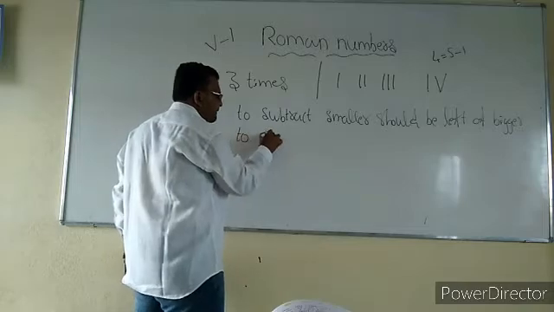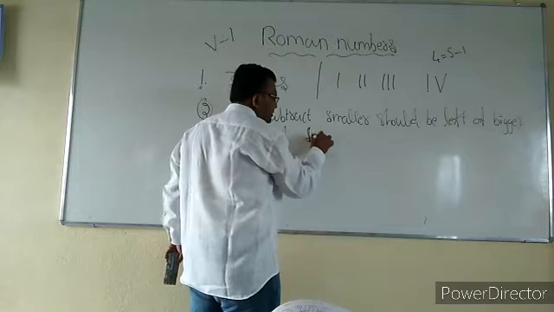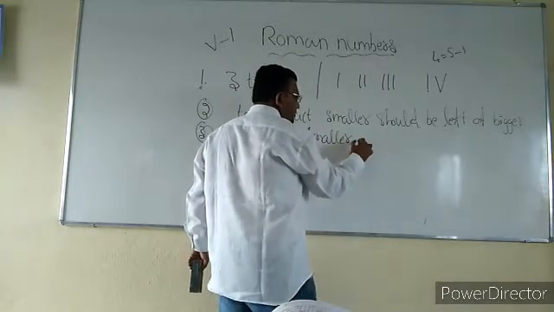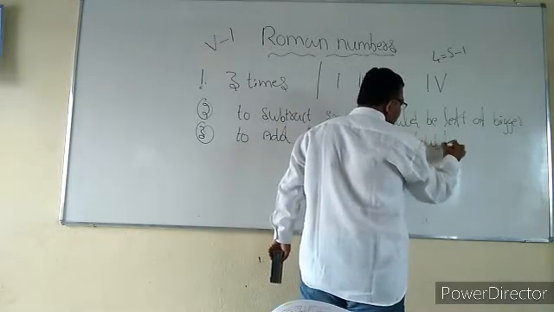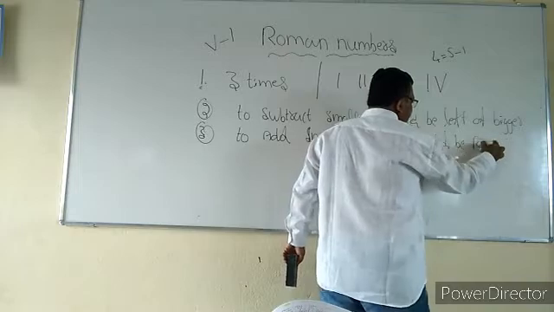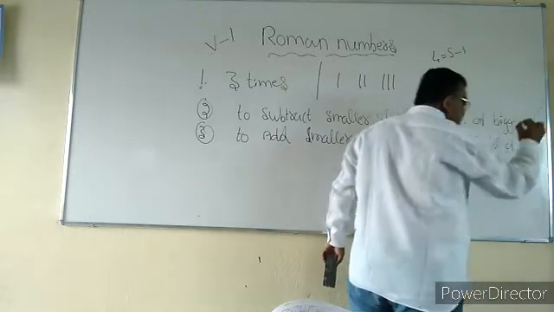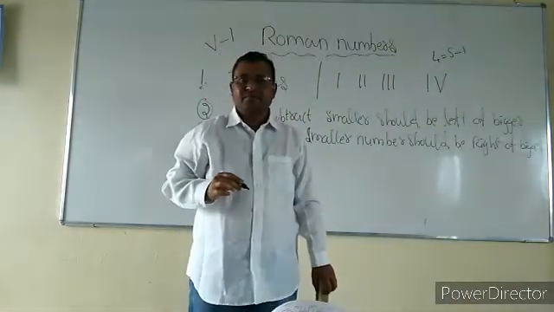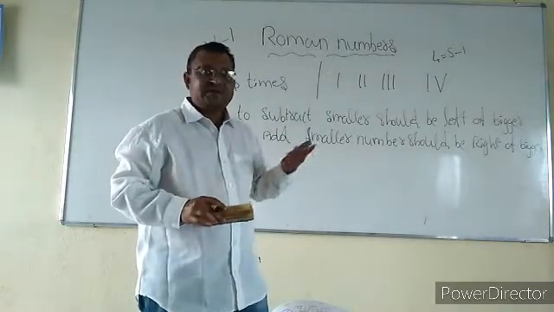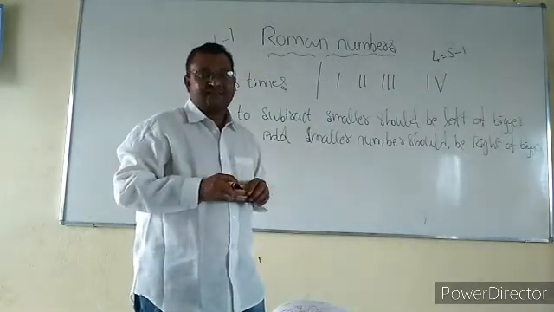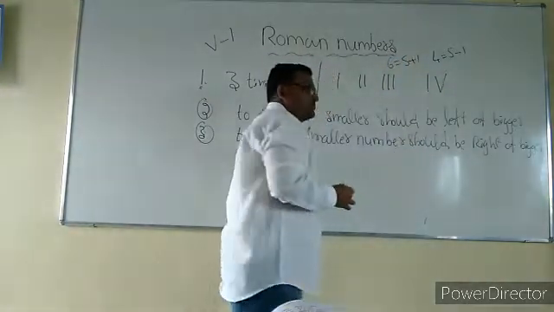To add, the smaller number should be right of the bigger number. Means 1, 2, 3 we know how to write. 4 also we just now learned. 5, the symbol is only V. And what about 6? 6 we can write as 5 plus 1 by modifying.